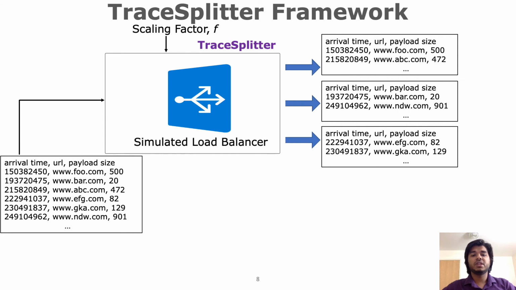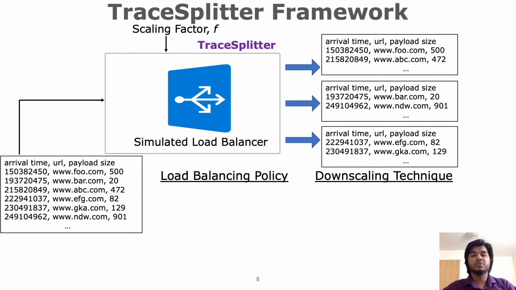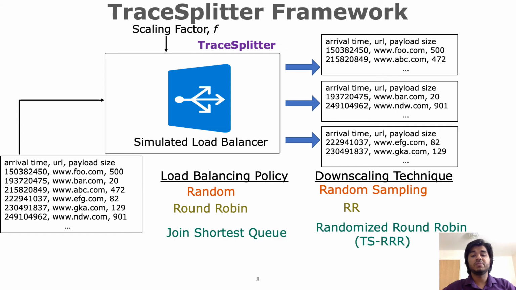Our new framework for downscaling gives us several downscaling approaches borrowed from the load balancing policies. For example, we can use random load balancing for randomly downscaling traces, which is equivalent to the existing random sampling approach. The round-robin load balancing policy would result in deterministic sampling for downscaling. In this approach, at each round, it distributes the requests among the downscale traces in a deterministic manner. Another load balancing technique, join shortest queue, can be translated to randomized round-robin, where at each round, the requests are distributed in a random manner. This approach minimizes the skewed behavior in RR resulting from deterministic pattern.